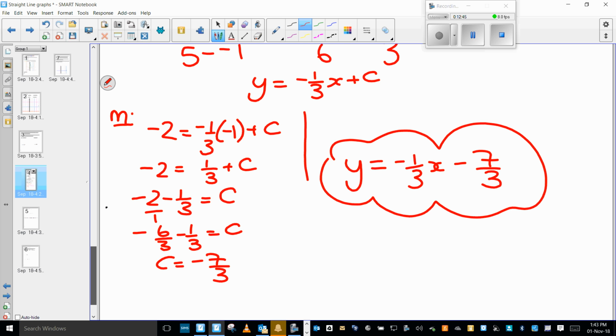So there we go. We've got our final equation: y equals negative 1/3 x minus 7 over 3.